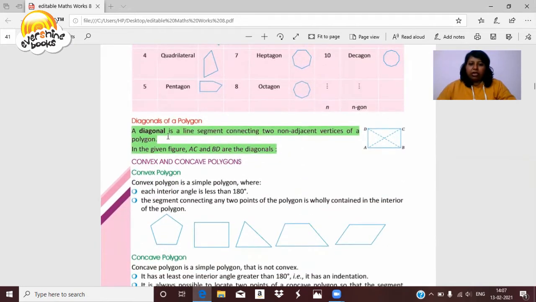Diagonals of a polygon. A diagonal is a line segment which connects two non-adjacent vertices of a polygon. Non-adjacent vertices मतलब जो opposite side में. In the given figure, here is the figure ABCD. In the given figure, AC and BD are the diagonals. These are connecting the opposite sides, non-adjacent vertices.